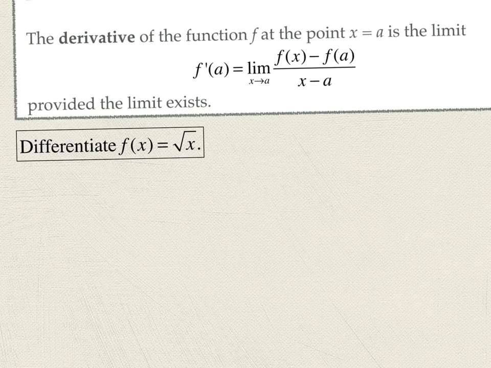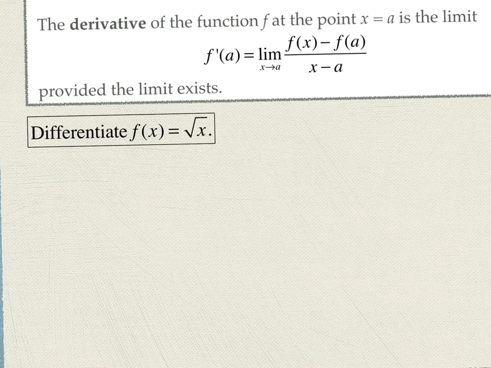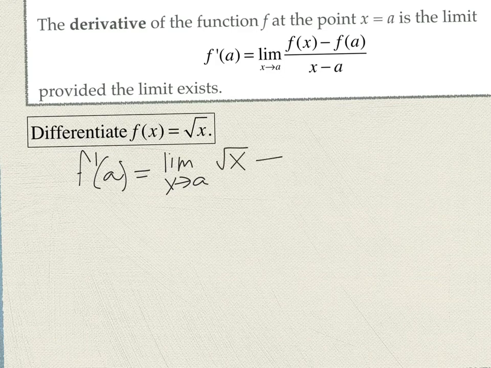So if I was trying to do this, I would say f prime of a is equal to, and now it's f of x, so that's just root x. Oh, sorry, it's not f of x yet, is it? It's the limit as x approaches a of f of x, which is root x. What would I write for f of a?